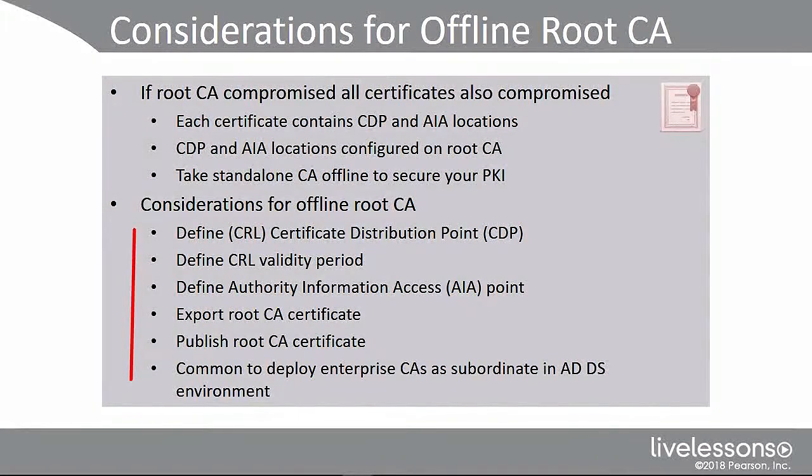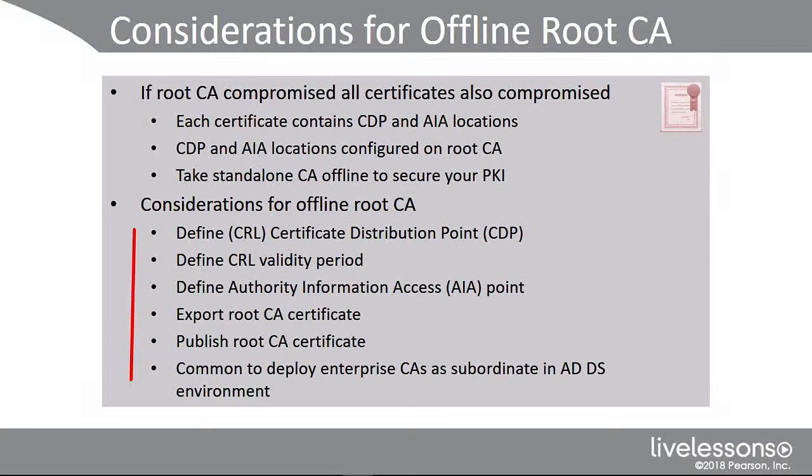Some considerations for the offline root CA. Define a CRL CDP. Define CRL validity period, and the shorter that period is, the worse it is, because whenever that validity period ends, you need to bring that CA back online in order to renew that validity period. Define an AIA point, because by default this resides on the root CA, and if that CA is offline, then that means the AIA is also inaccessible. So you could define an alternative location and then copy the AIA information to that location.